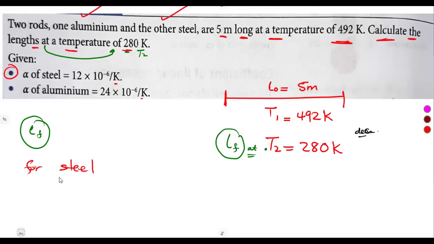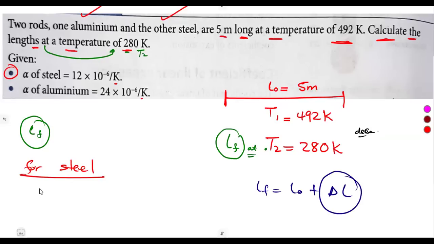All right, so for steel, the final length formula, guys, does not change. The final length is still the same thing, original length plus the change in length. So we will need the change in length first for steel. So what is the change in length? Remember, the two use the original length.